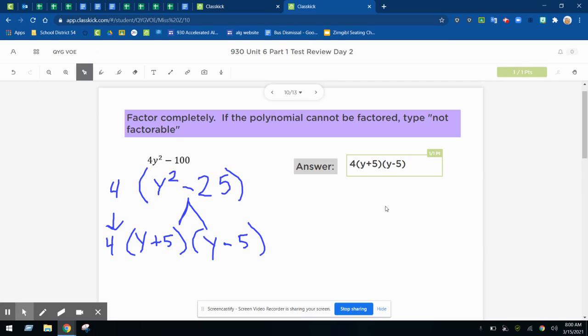Remember, difference of two squares only works when you're taking the difference. It only works if you're subtracting.